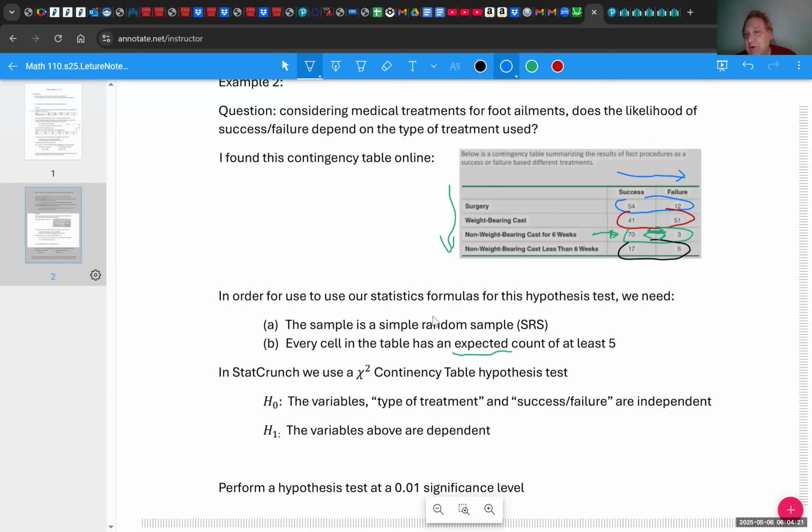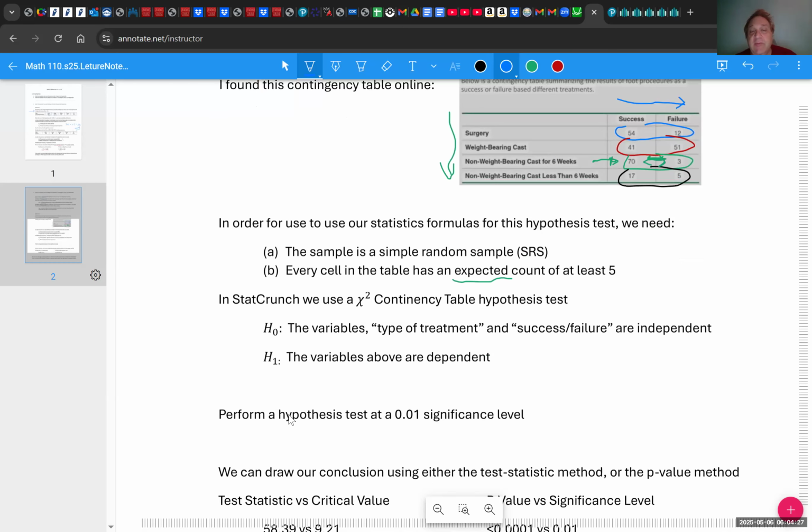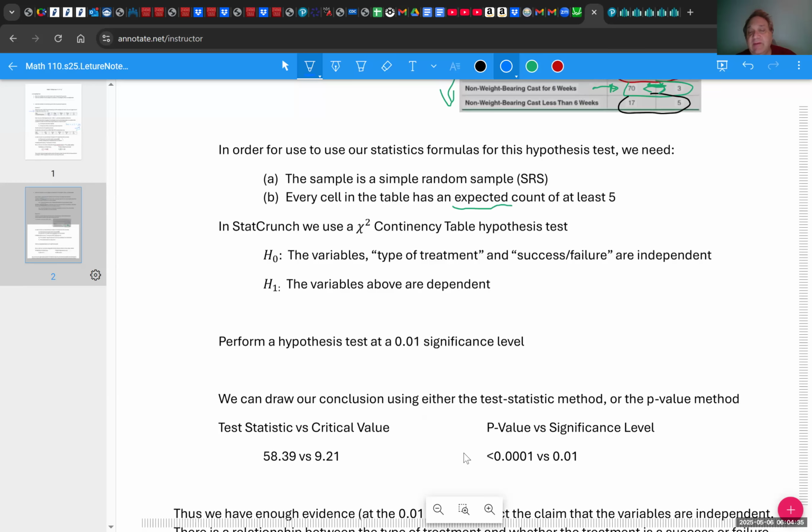They're dependent, and we want to see if we have enough evidence to refute the null hypothesis in favor of the alternative hypothesis. We're going to perform a hypothesis test with a 0.01 significance level. Once again, we can do our conclusion based on either the test statistic method or the p-value method. Let's go over to StatCrunch to get some numbers.